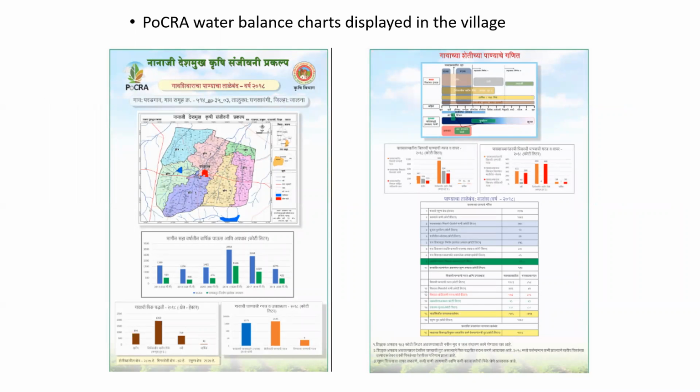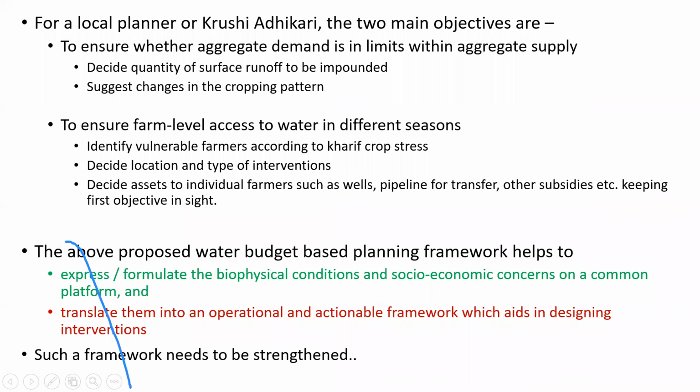This is not the end. We have to go much beyond this. Jal Saksharta, or water literacy, has to be spread at the village level. There has to be discussion at the village level on water resources and the water budget, instead of only how much subsidy has been given by the government, what the corruption is, and who gets what. So we have to take this to the community.